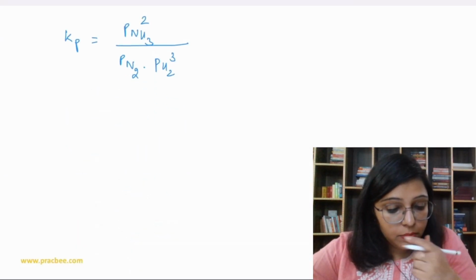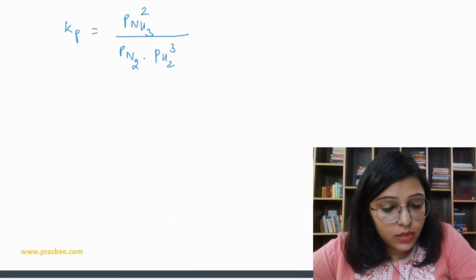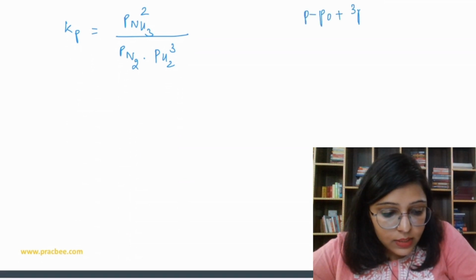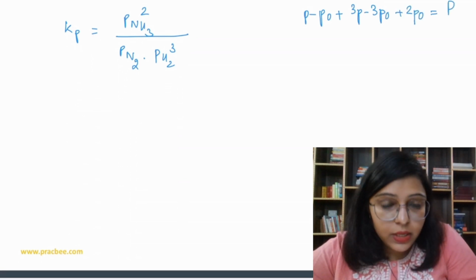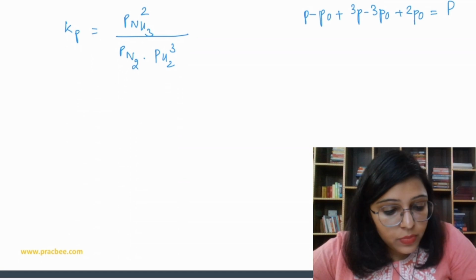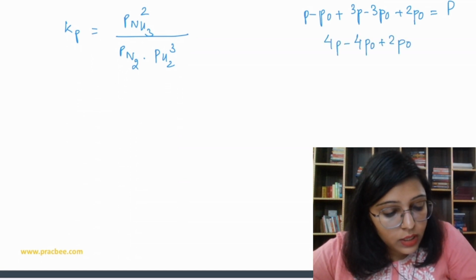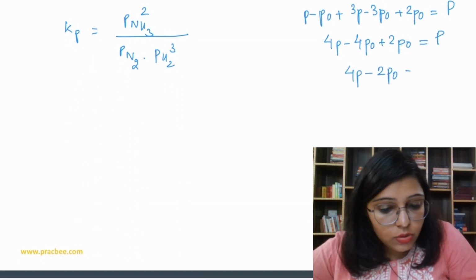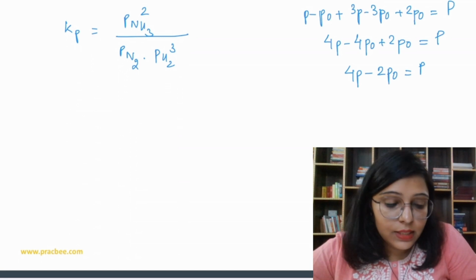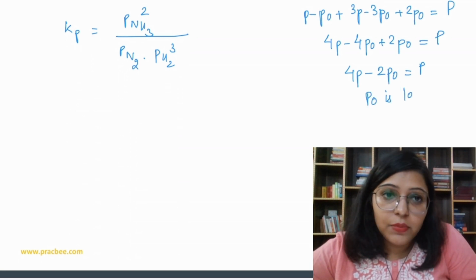So it means we can write total pressure is equal to P minus P naught plus 3P minus 3P naught plus 2P naught. It is equal to capital P, total pressure. So from this we can say 4P minus 4P naught plus 2P naught is equal to P, which is 4P minus 2P naught is equal to P. Now P naught is less, right? P naught is less in amount.